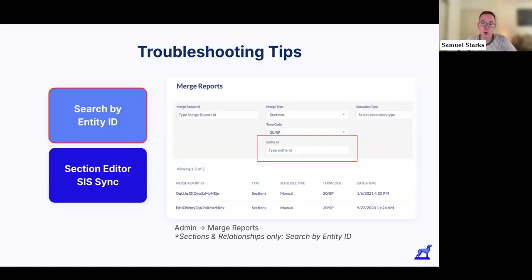That includes merges for all data object types, whether that be sections, programs, courses, relationships, etc. And also every single merge type, whether that be a real-time merge or a nightly merge, or even a manual merge that you may have kicked off in real time as well. But the one troubleshooting technique I did want to highlight here, specifically for sections and relationships only at this time, is the ability to search by the entity ID.